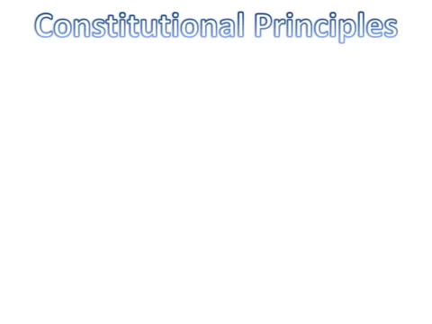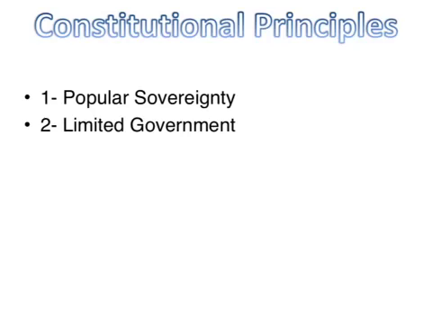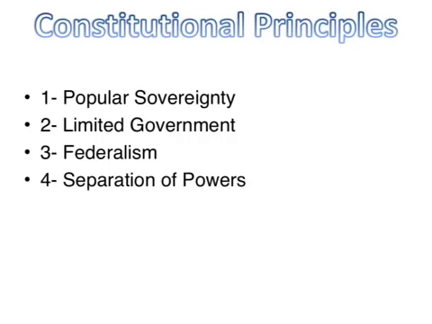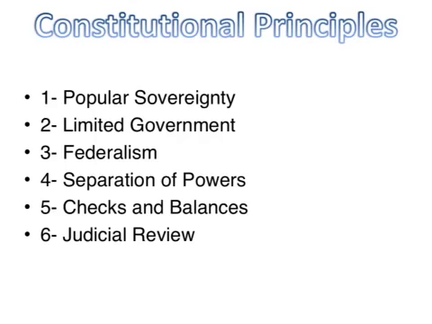Alright, so the 7 basic constitutional principles are principles that are central to the document. They're really at the heart of the Constitution. Let's go through them. The first is popular sovereignty. Next, limited government, federalism, separation of powers, checks and balances, judicial review.